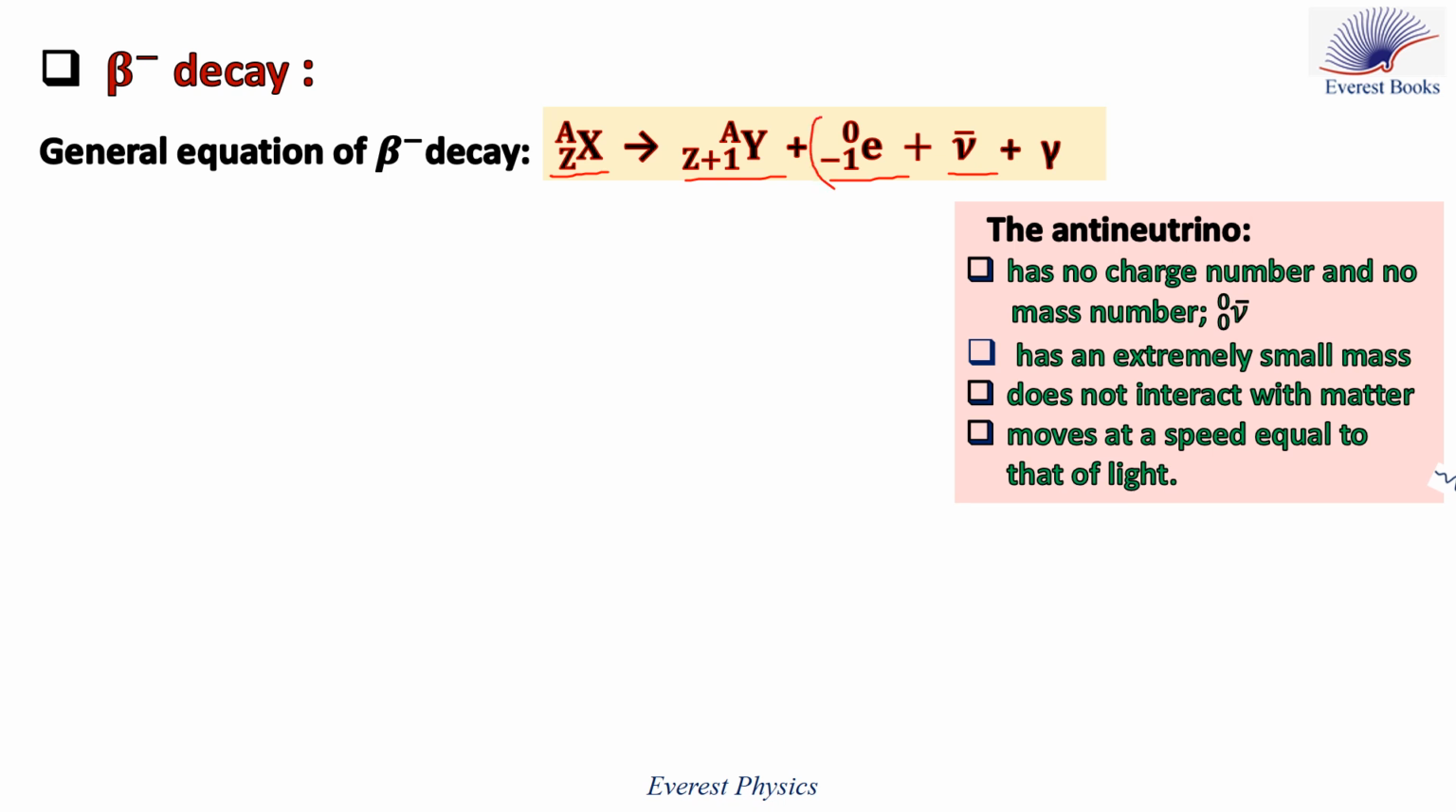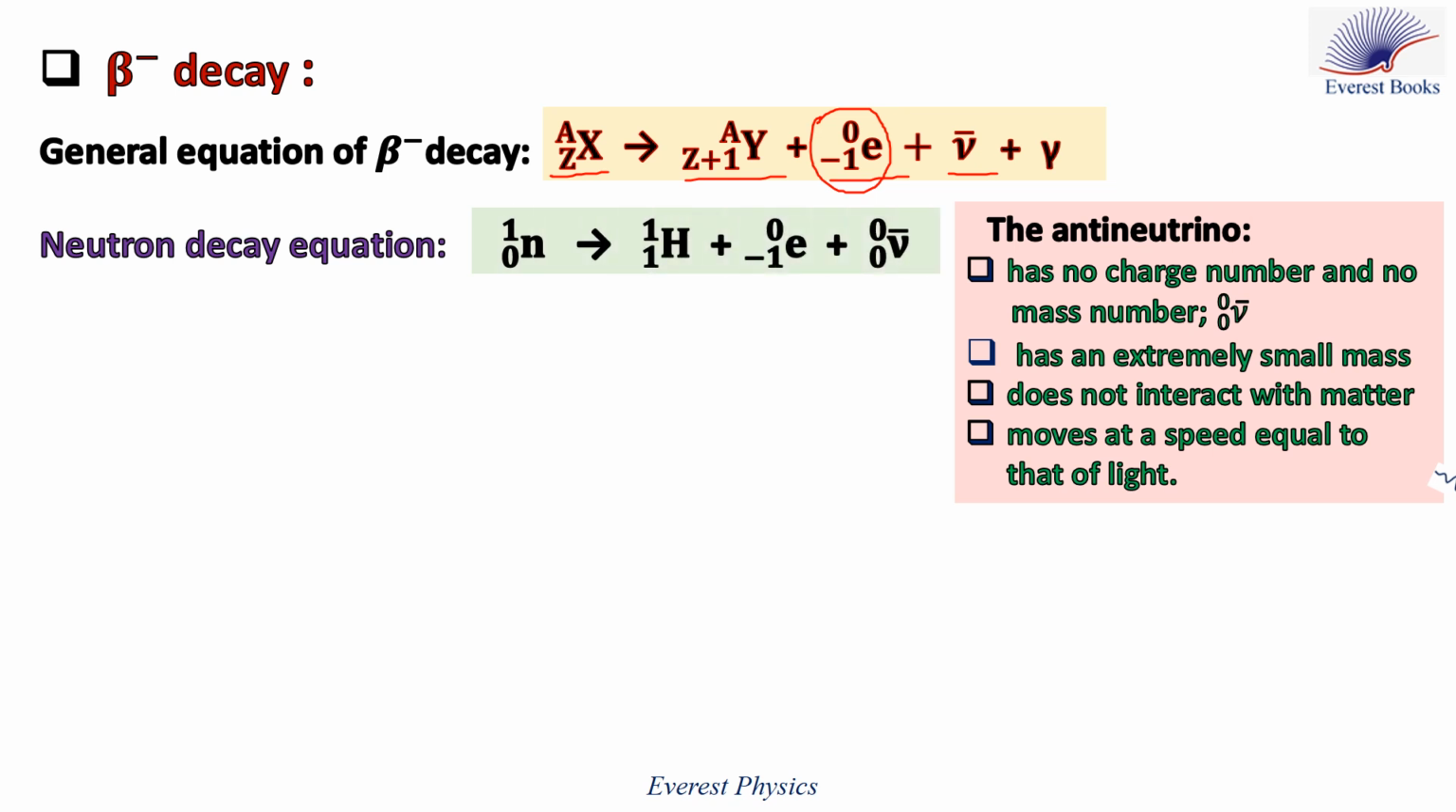The emitted electron is not an orbital electron. It is formed inside the nucleus according to this neutron decay equation. Neutron decays into proton plus electron plus antineutrino.